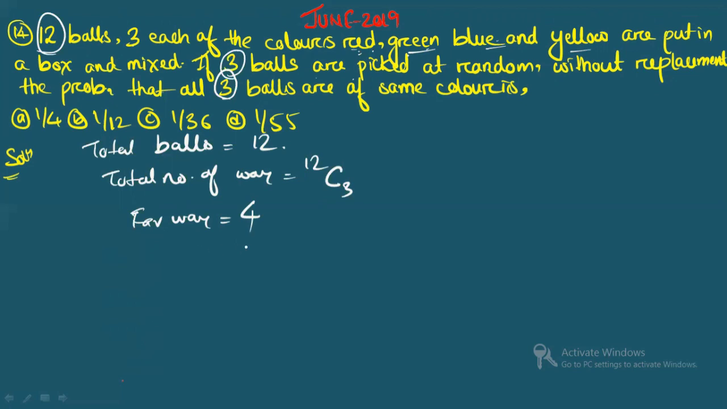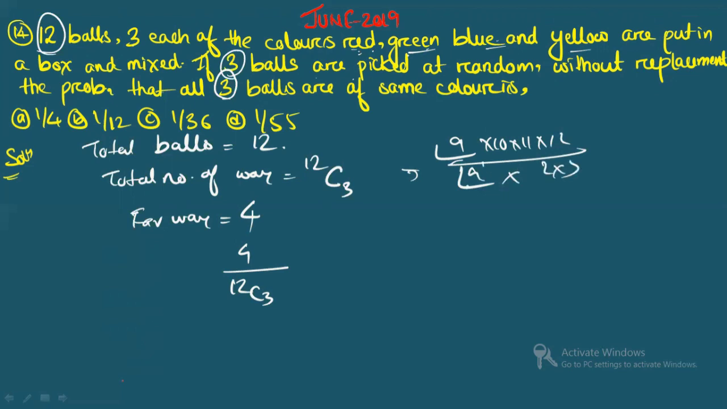Clear? So now we will do 4 divided by 12 combination 3. Calculate the value of this. This is factorial 12 over factorial 9 into factorial 3, that is 9 factorial into 10, 11, 12. Here you have factorial 9 and in the denominator 2 into 3. 9 gets cancelled. This is 2 6 are, right? This and this is 3.